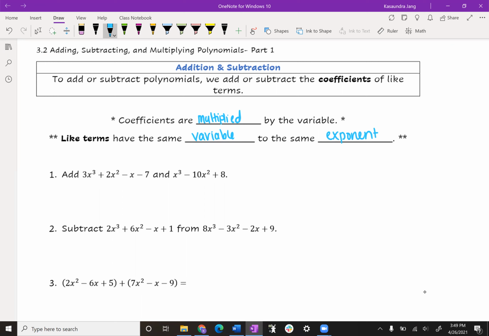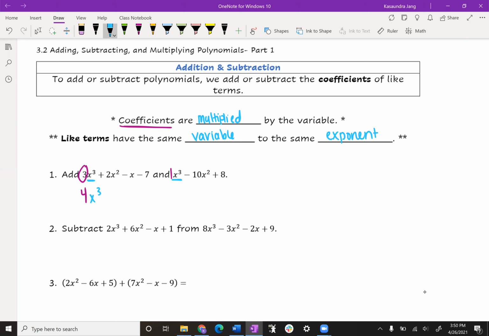So my problem number one here, x to the third, a variable of x to an exponent of 3, is a like term with the other x to the third. So I am going to add them up by adding their coefficients. These coefficients are the number multiplied, so like a 3. And this one has like a 1 times x to the third, even though they didn't write it. So I'm going to add those coefficients. The 1 plus 3 gives me a 4. I've got 4x to the third.